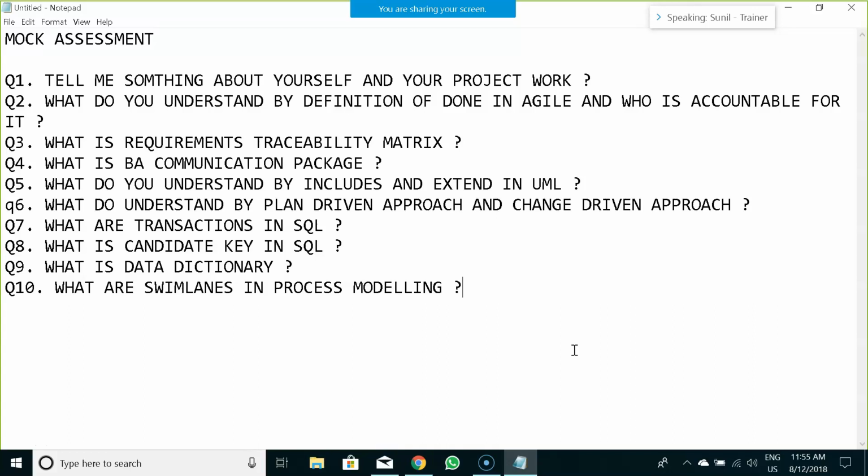For the business stakeholder, let's say we consider the insurance domain: agents' accountability is this many things, underwriters' accountability is this many things, the policy administration systems' accountability is this many things. That gives an easy representation of what is happening and what is under whose control. So that is why we use swim lanes.